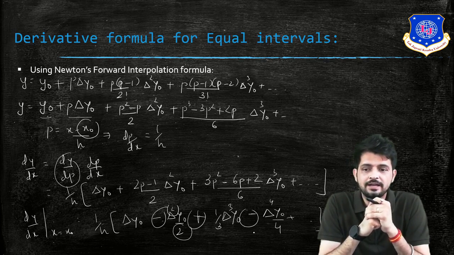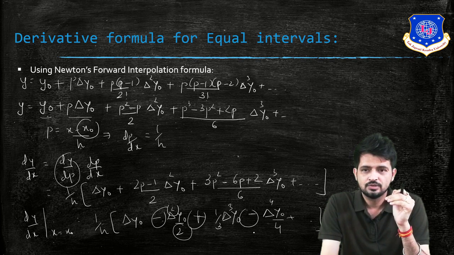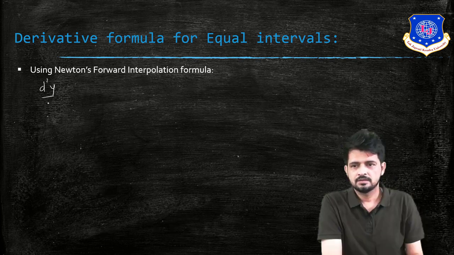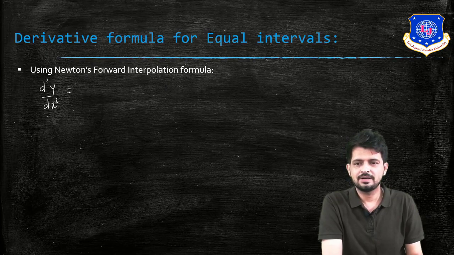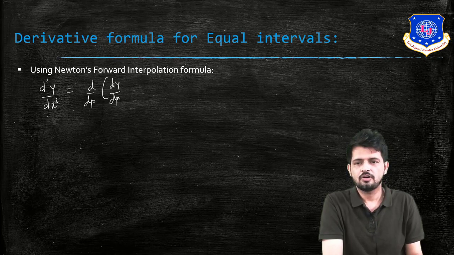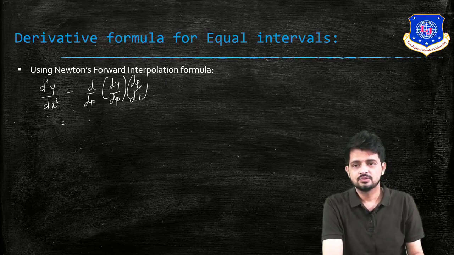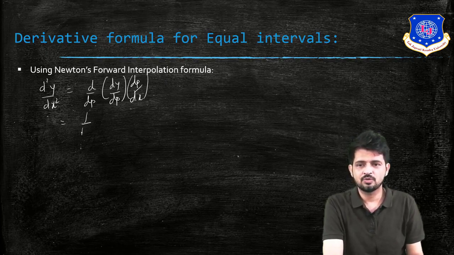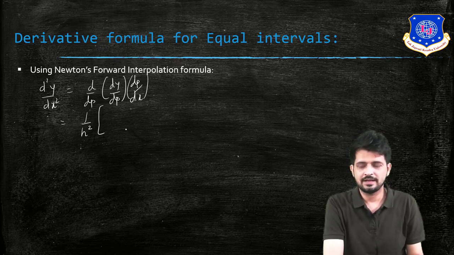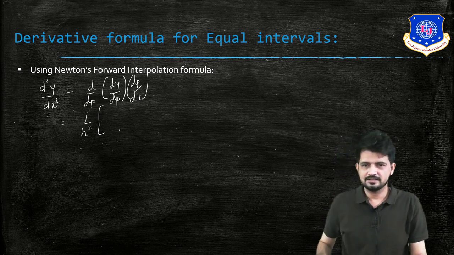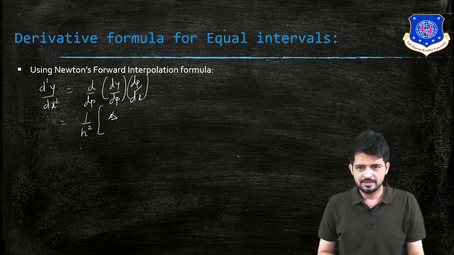Similarly, we have to find d square y by dx square. So how can we find that? See, if I want to find d square y by dx square, it can be found by d by dp of dy by dp into dp by dx using the chain rule. So we have to take the derivative of dy by dp. So what will be the derivative? See, we know that dp by dx is 1 upon h. So 1 upon h into 1 upon h will be 1 upon h square. And by simplifying this, you will get the term like this.